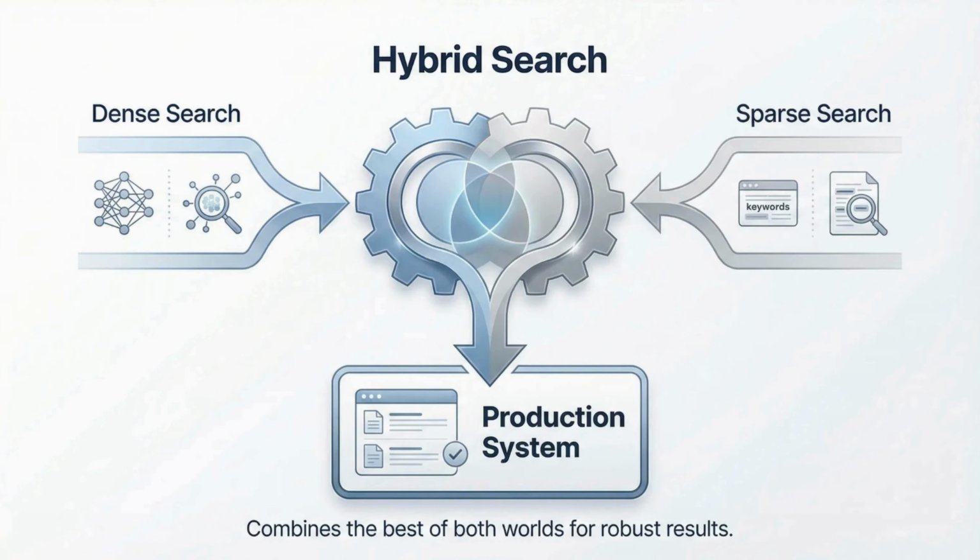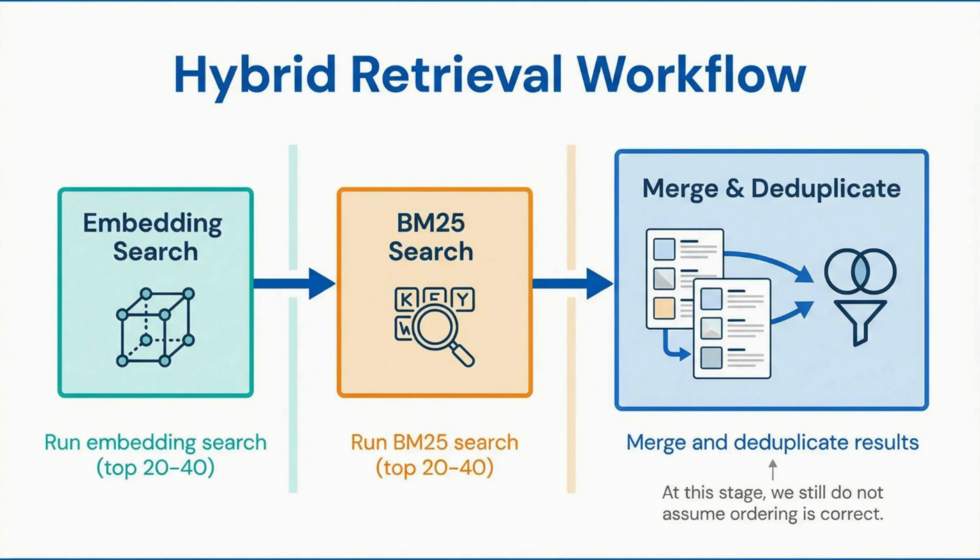Exact term matching and understanding meaning, leading to more relevant results for complex queries. A standard hybrid retrieval flow looks like this. Run embedding search and return 20 to 40 chunks. Then run keyword search and also return the top 20 to 40 chunks. Merge them and deduplicate the results. At this stage, we still do not assume the ordering is correct, but it's the best of both.